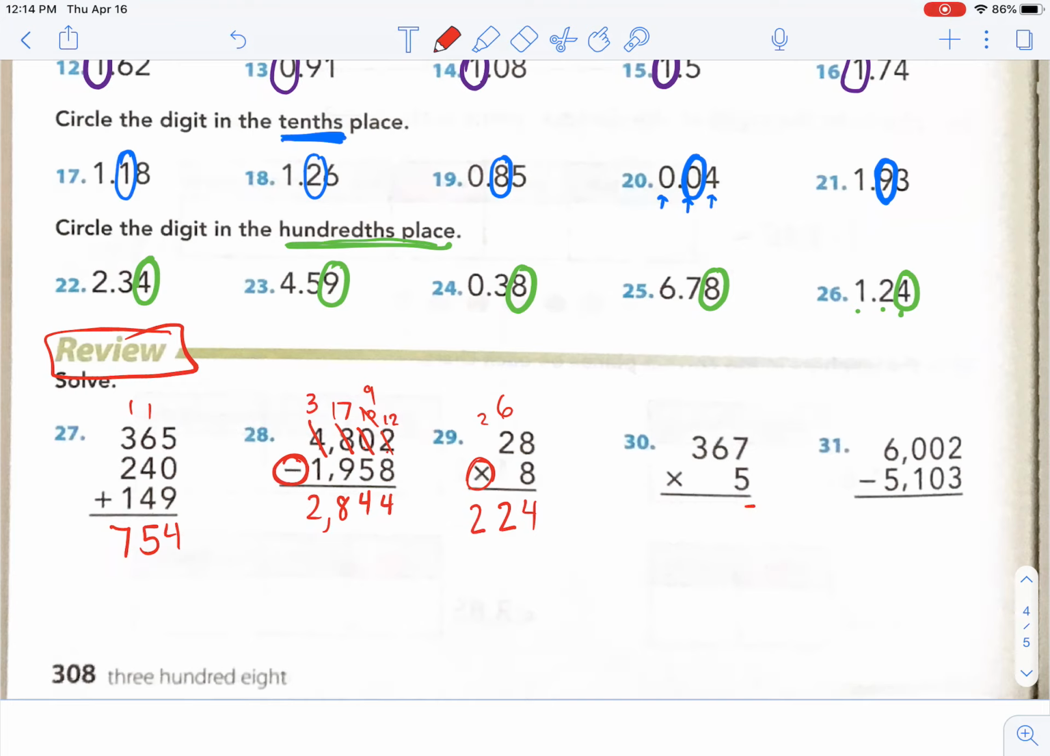Okay, 7 times 5 is 35. 6 times 5 is 30 plus 3 more, 33. Carry the 3. 5 times 3 is 15, 16, 17, 18. Yes, don't forget your comma. 1,835. If you got it wrong, check your math. Check your regrouping. Whatever you did, fix it.